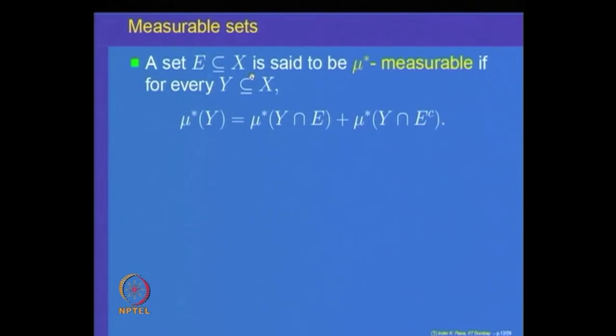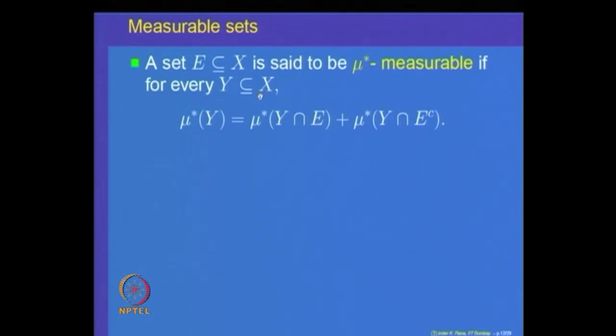So, mu is fixed. We are saying that a set E is mu star measurable, where mu star is the outer measure induced by that measure, if for every Y in X, mu star of Y can be written as mu star of Y intersection E plus mu star of Y intersection E complement. So, be careful. This says E is measurable.